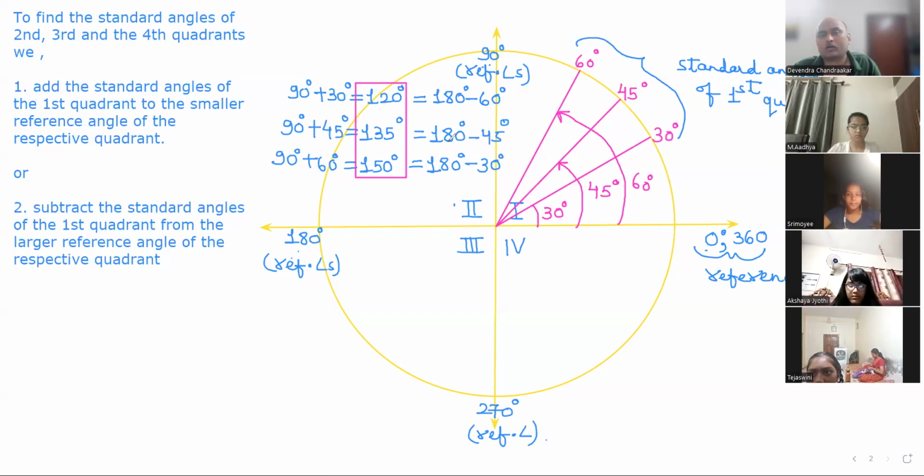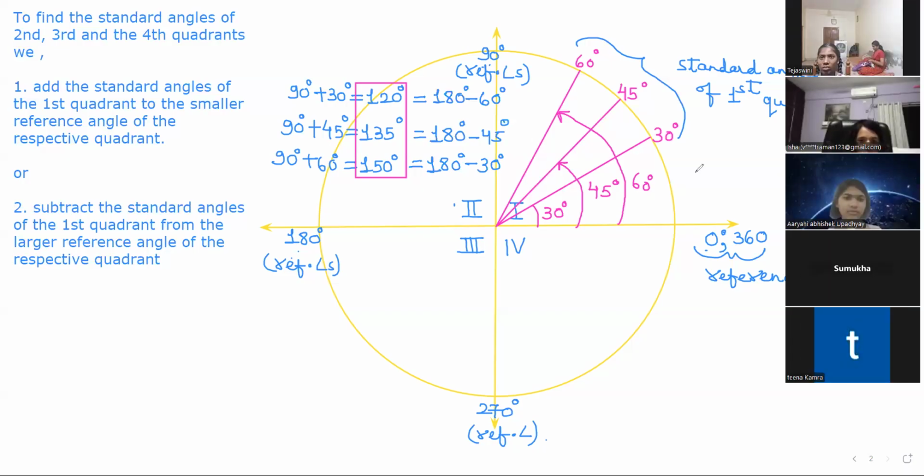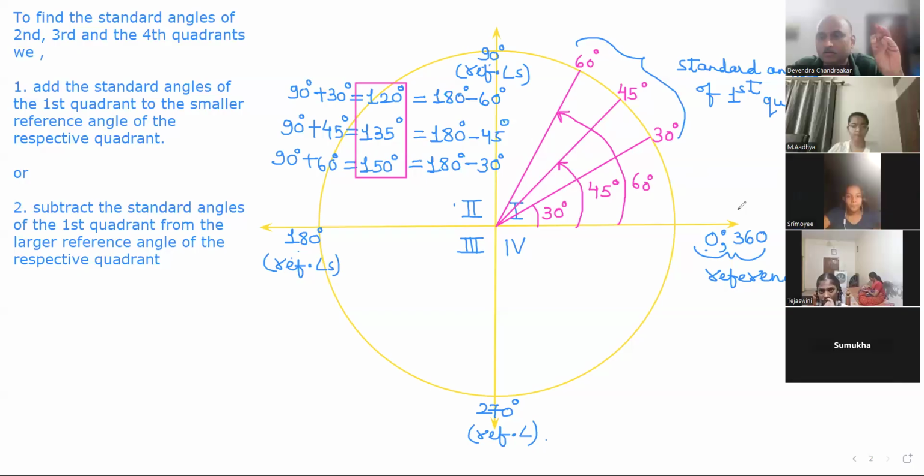Very good. I hope all of you understood the rule. Adhya, Akshaya, Tejaswini, Isha, Aryahi, Sumukha, and Tina. Tejaswini, you understood? Very good.